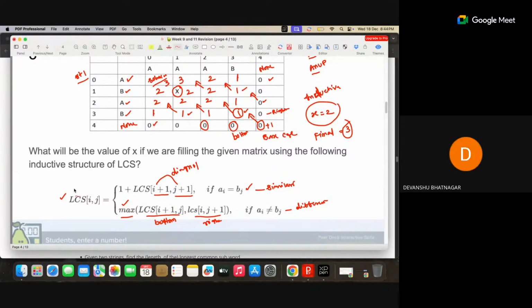For finding the actual longest common substring, we'll trace back on the diagonal. No, the last top left corner value is our solution, if you have started bottom up. But if we have to find the actual substring, I mean, whether it is AAB or AAA, for that we have to start with this 0 column, 0 entry, and trace back diagonally, right? Yes, diagonally only. Okay.